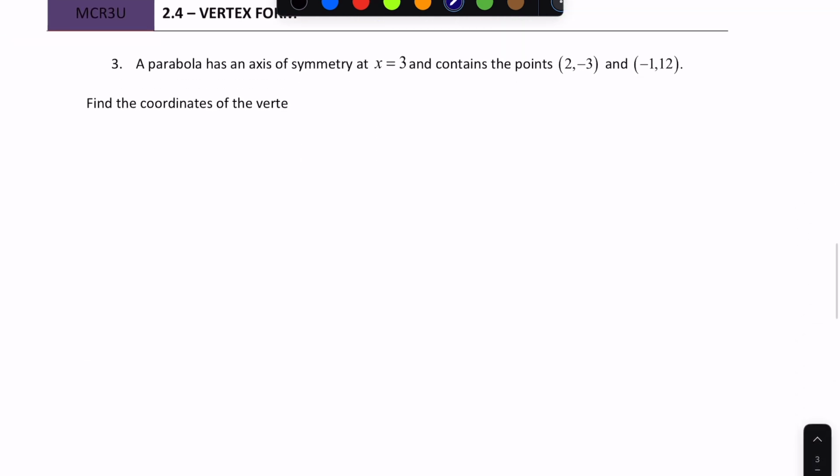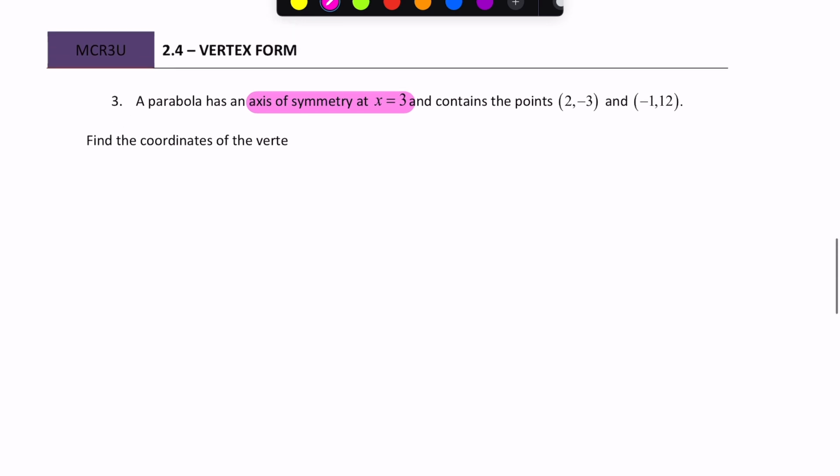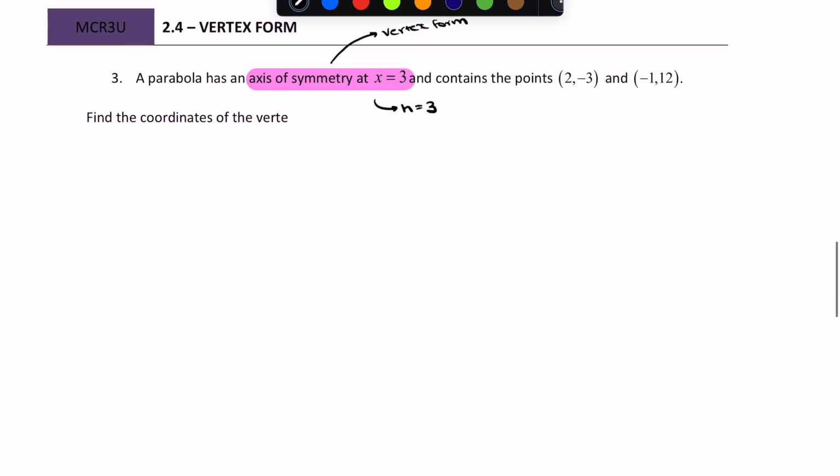Okay, so this next question here says a parabola has an axis of symmetry at x is equal to 3. So axis of symmetry means that that provides us with the x value of the vertex, which means that we're going to use vertex form, and which means that the h value is equal to 3. And so here we're given 2 points, and it says find the coordinates of the vertex.